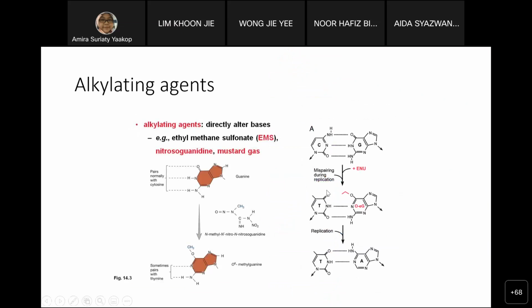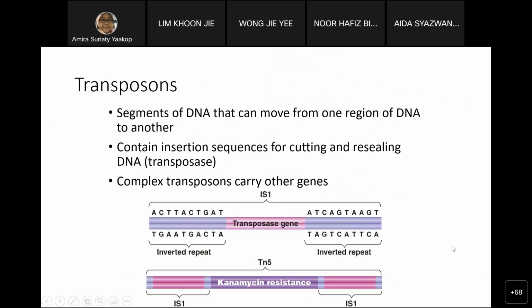So when you have EMS, nitrosoguanidine, mustard gas, these are all alkylating agents that can cause mutation to DNA. Alright, so these are the examples. This one, the example that I told you just now, transposon, or we call it a jumping gene, where a segment of DNA can move from one region of DNA to another region, containing insertion sequence for cutting and resealing DNA. Complex transposons carry other genes. So that's why there's a mix and match gene expression in corn due to the transposon ability.